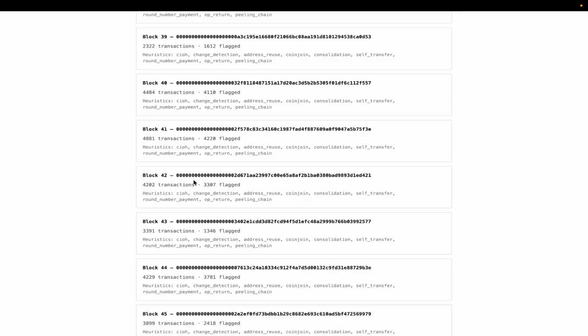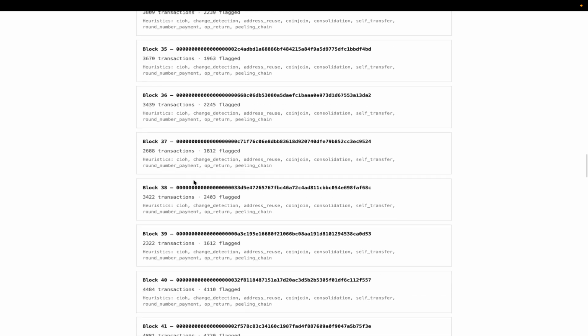Now, every transaction gets a classification: simple payment, consolidation, coinjoin, self transfer, batch payment, or unknown. In this block, 2,700 are simple payments, 129 consolidations, 18 coinjoins, and 141 self transfers. Coinjoins are privacy techniques where multiple users mix their funds together. That's where they're hardest to analyze.